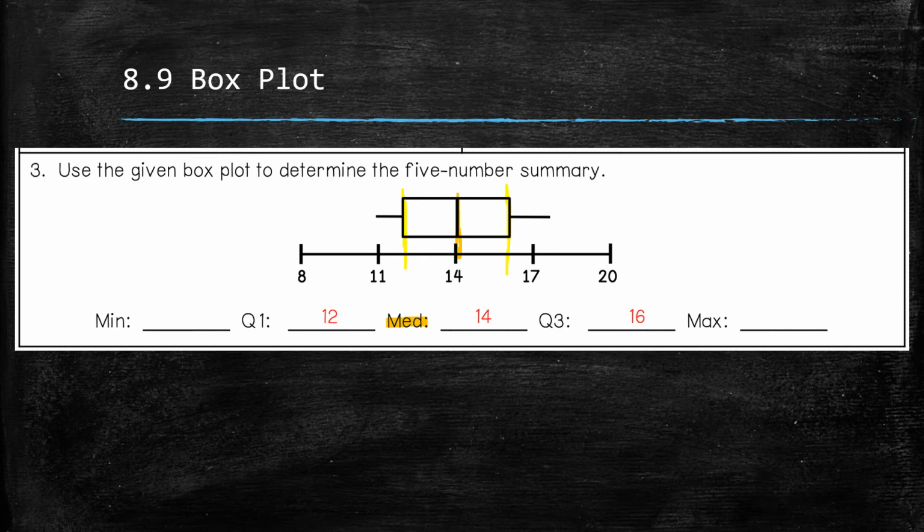And then my whiskers. For my minimum, it looks like it's 11. And the maximum whisker looks like it's about 18.